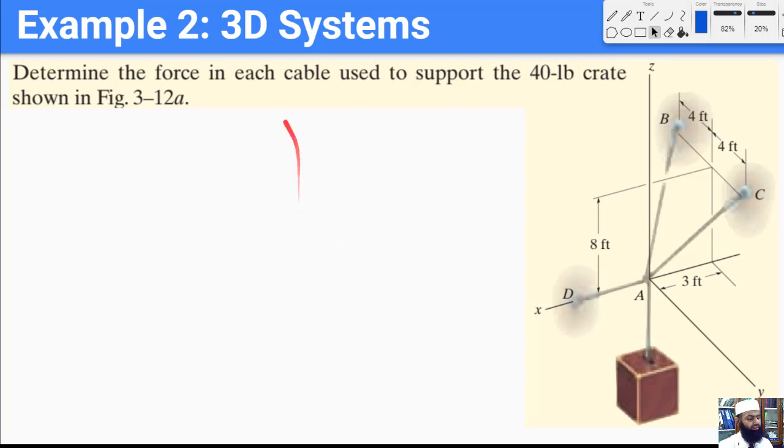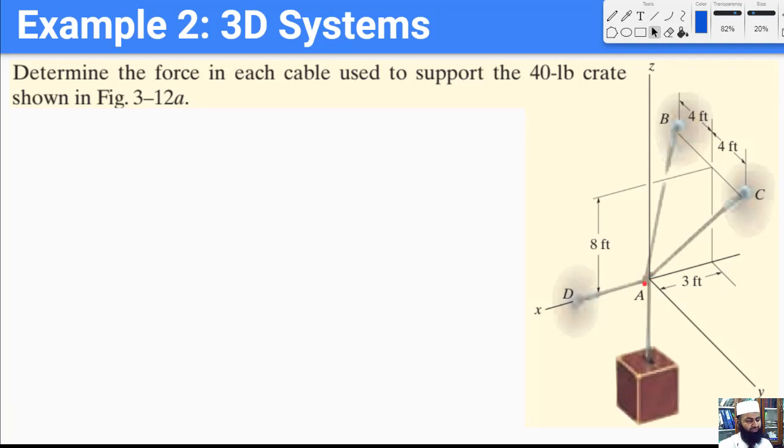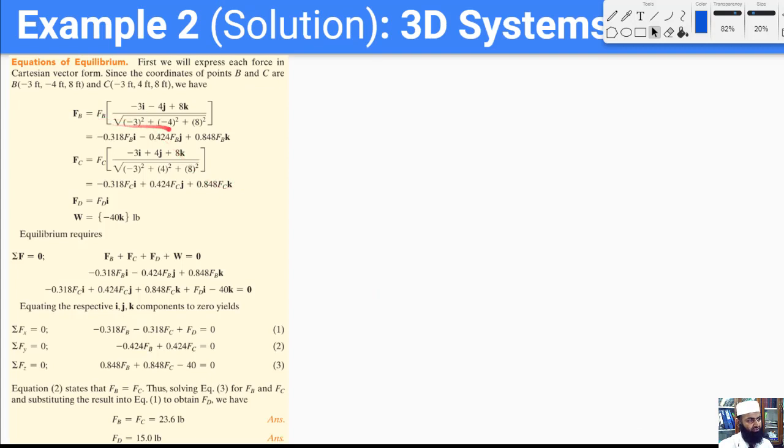Here we have another example. We would look at this example during our regular class session. It's hardly any different from the previous example. Again, we have these four forces on this point A, and we would draw the free body diagram of this point A. We would write these forces, and we would write the three equations of equilibrium like so. So this is the free body diagram, and then we would solve for the three forces as we have done before.